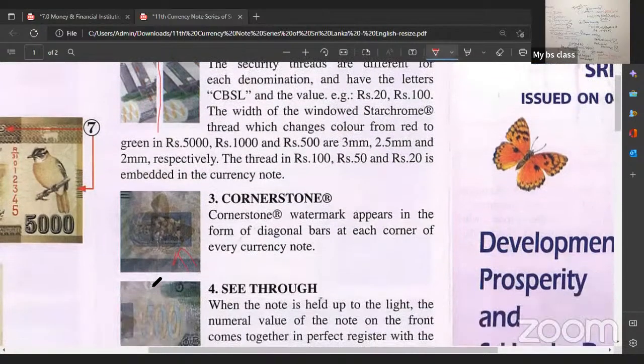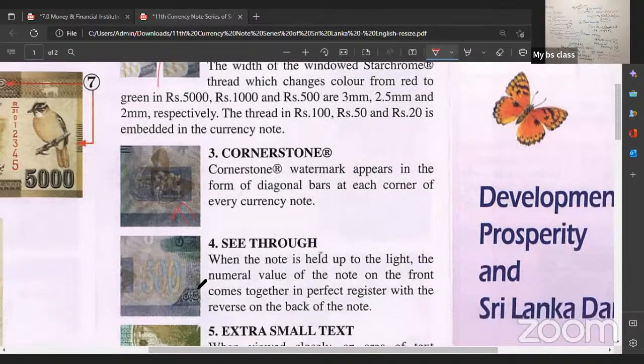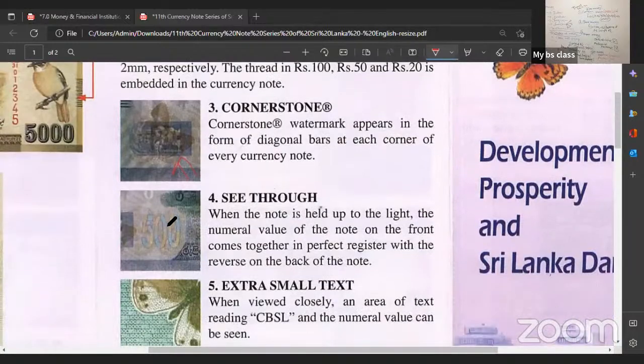Right, in the third one, cornerstone. Here's the fourth one: there's a see-through feature. In the past there was a 200 note like that, with a see-through. So when the note is held up to light, the numeral value of the note on the front comes together in perfect register with the reverse on the back of the note.